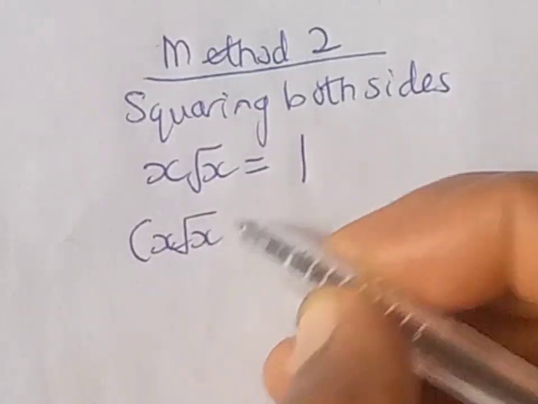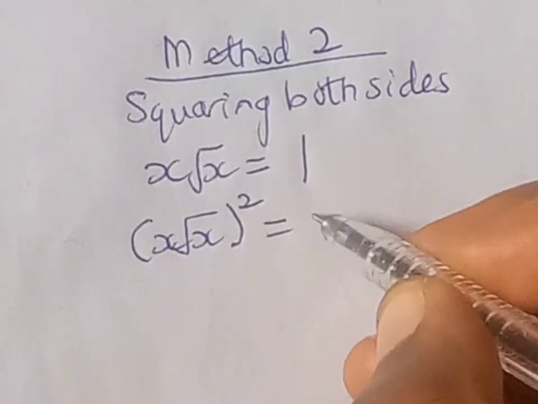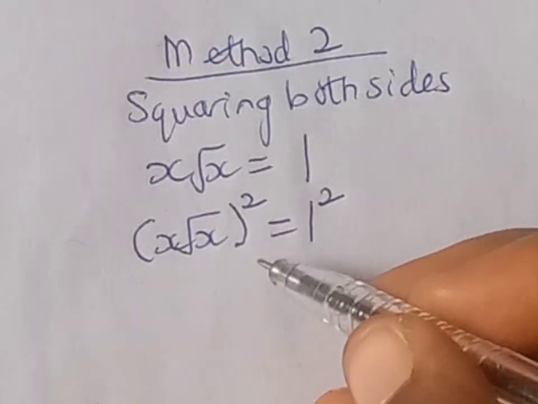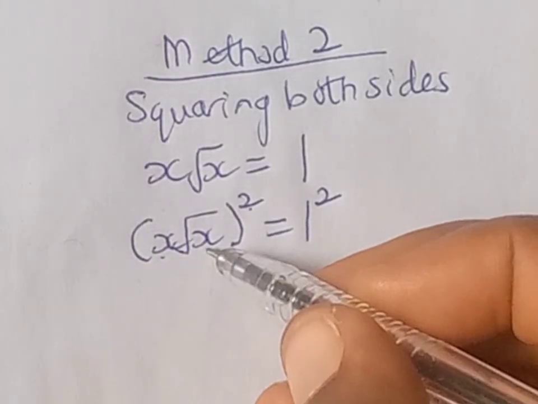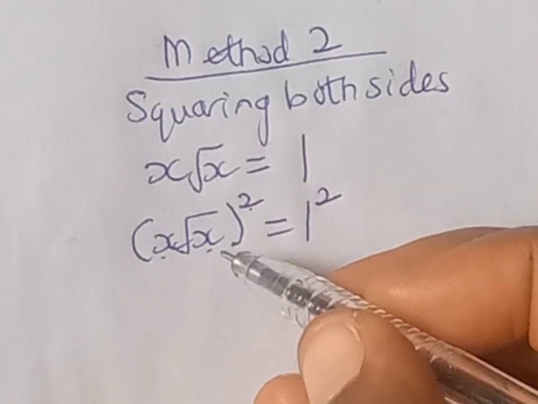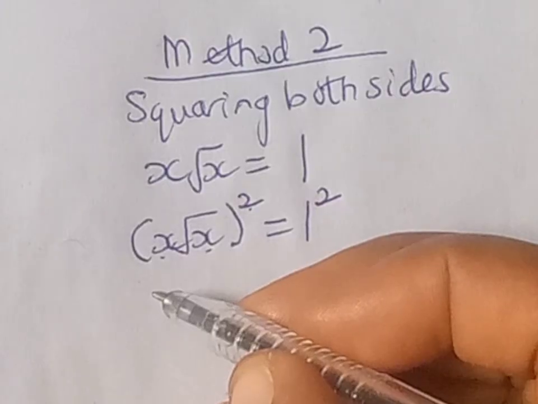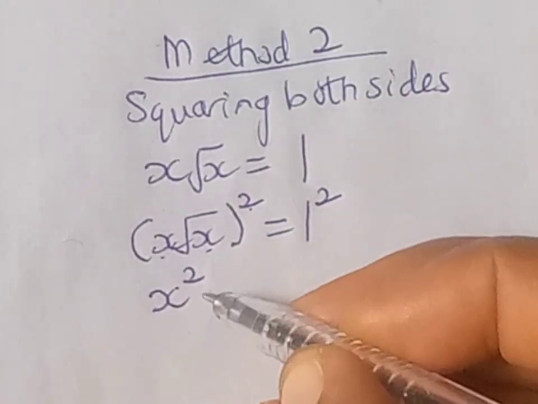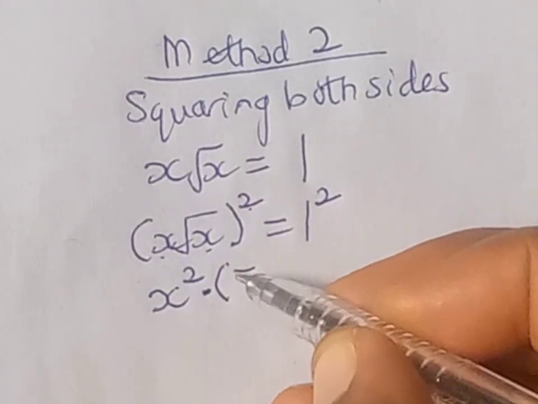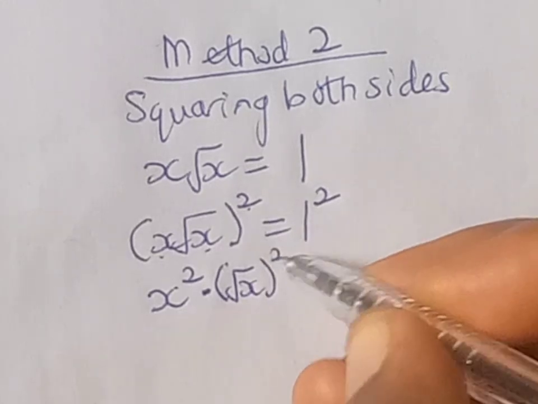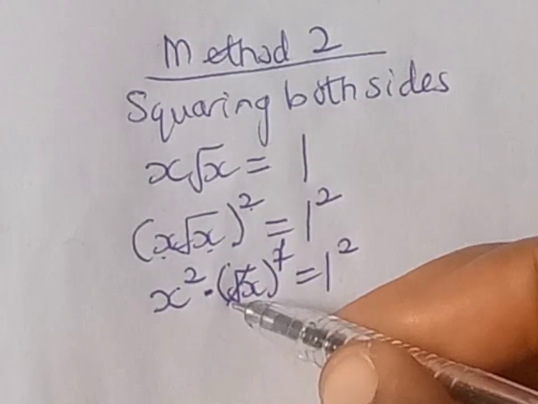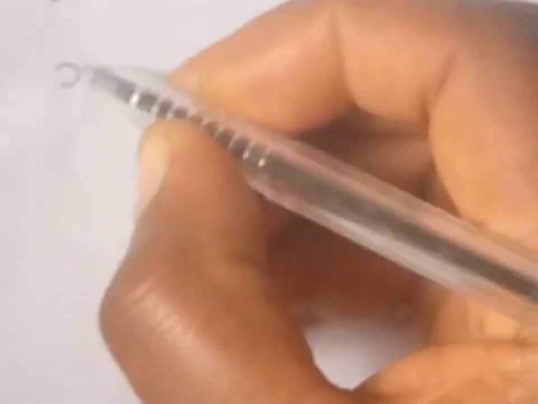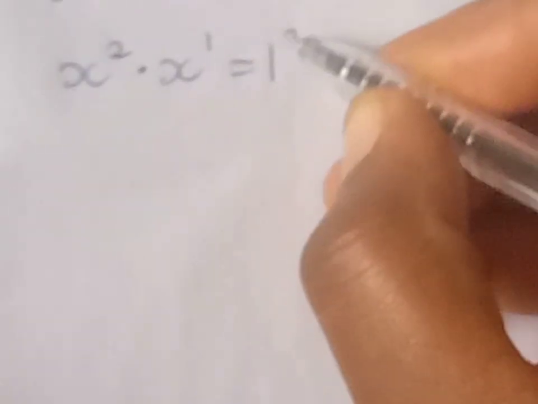x root x, squared, equals 1 squared. Remember, this square is for both x and root x. It's not only for root x, it's for both x and root x. Now let's split it. That is x squared multiplied by root x squared equals 1 squared. The square cancels the square root. Now we have x squared multiplied by x raised to the power 1 equals 1 squared.